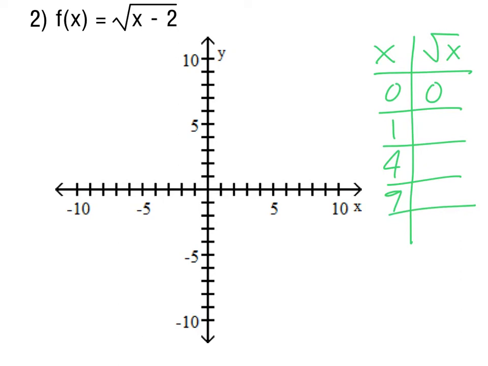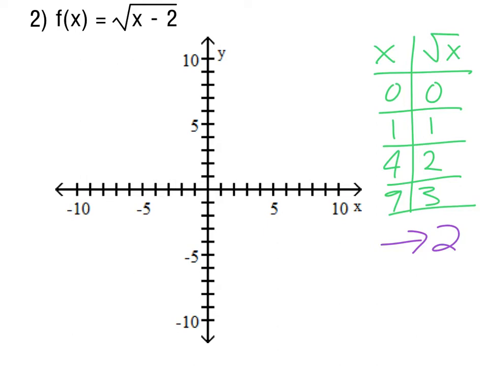Square root of 0 is 0, square root of 1 is 1, square root of 4 is 2, and square root of 9 is 3. Now because of the minus 2, what we do with those points is we then shift those right 2. Again, what happens there is the minus 2 is making those x values kind of happen later, and so that's why it's moved to the right.